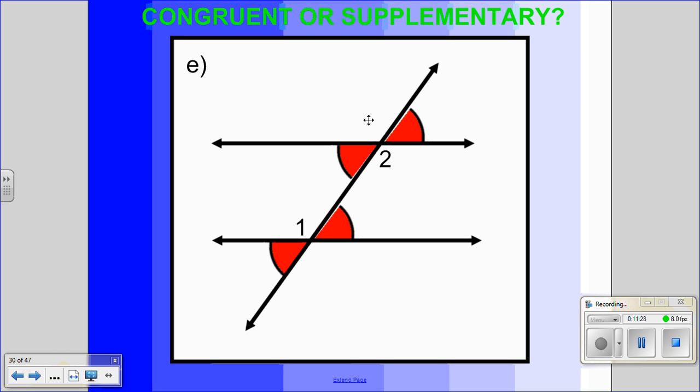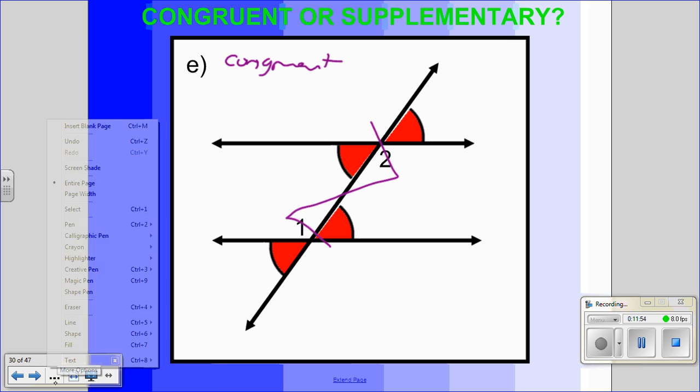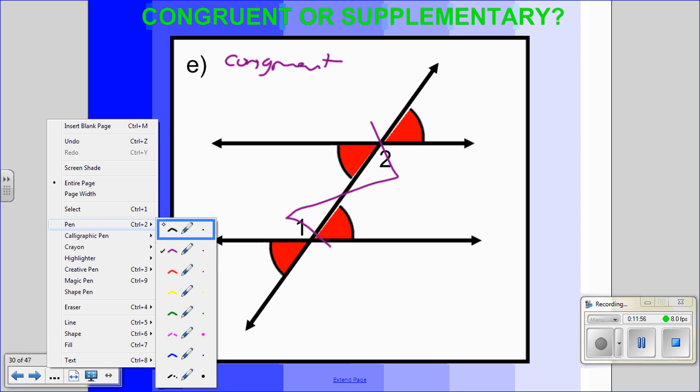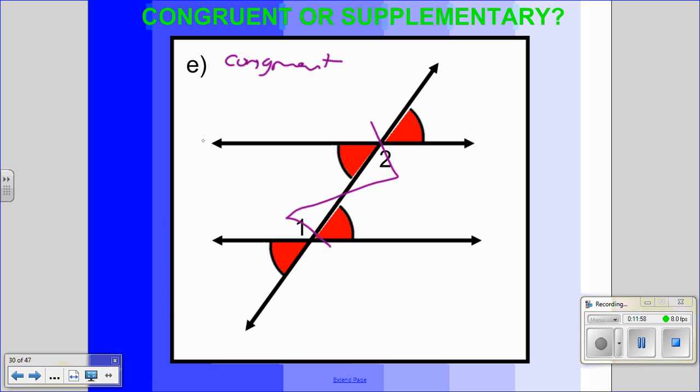I'll do one more with you, and the rest you will do on your own. In E, 1 and 2 are both not shaded, so that means they are congruent. If I zigzag, zig, zag, zig, they're on the same trail. And these do have a relationship from the previous day. They are both interior on opposite sides, so alternate interior.